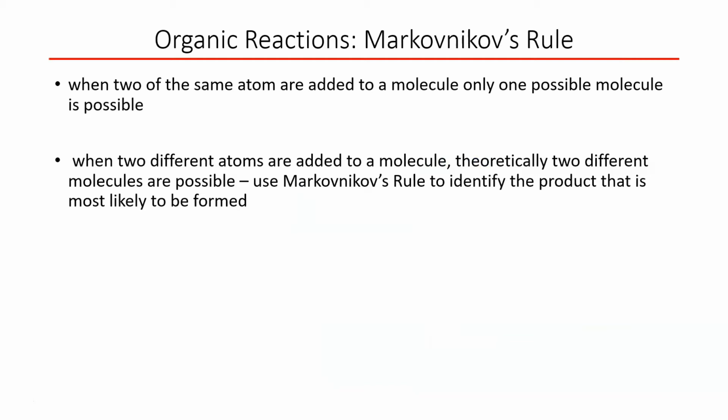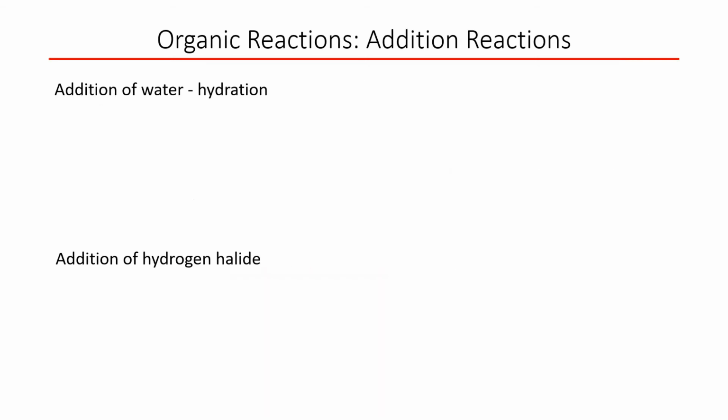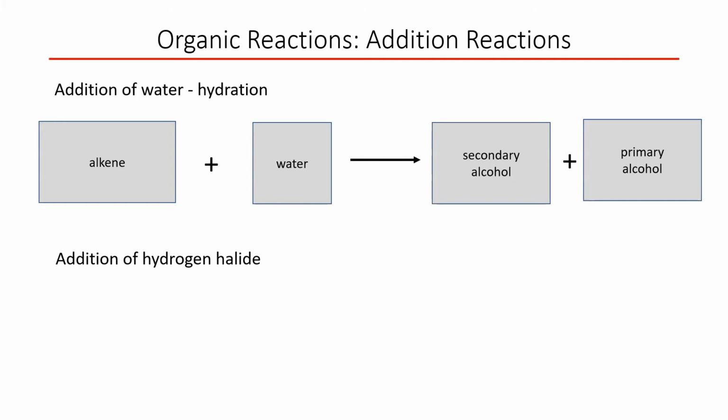Now, when we want to add a molecule that is unbalanced, where I'm going to add different things to each of the carbons, then I have to take into account something called Markovnikov's rule. Markovnikov's rule says that the carbon with the most hydrogens is most likely to get the hydrogen. Now I would identify my major product. Basically, to summarize it or make it simpler, the rich get richer. So, for example, if I do the hydration of an alkene, I add water and I'll get an alcohol. And I could get either a primary or secondary alcohol depending on the type of alkene that I have.